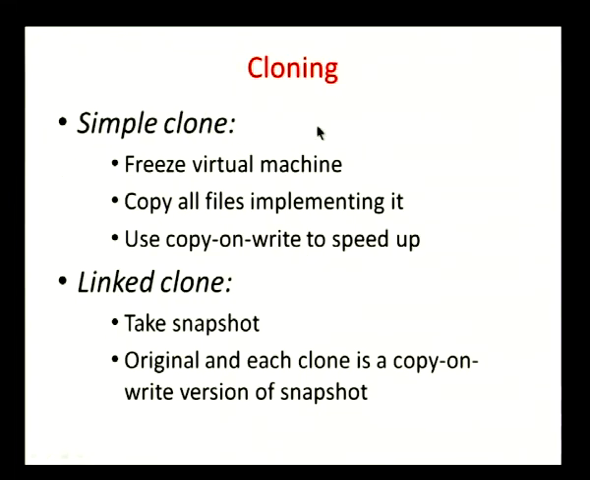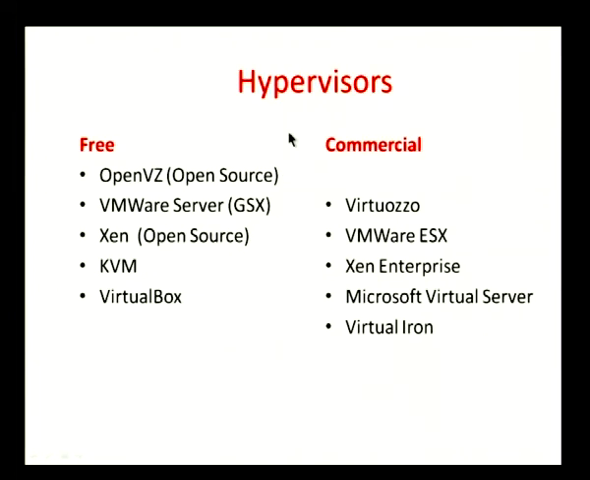Then another advantage is cloning. A simple clone means you can freeze the virtual machine, copy all the files implementing it, and you can use copy on write to speed up that process also. Cloning means just making a duplication. Then linked clone. Here you can take the snapshot, the original, and each clone is a copy on write version of the snapshot. So, in that way you can have the linked clone also.